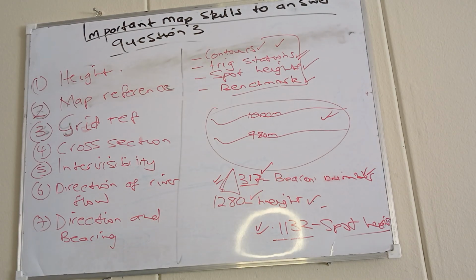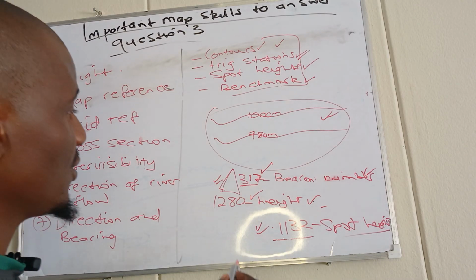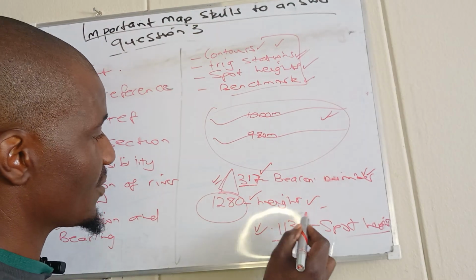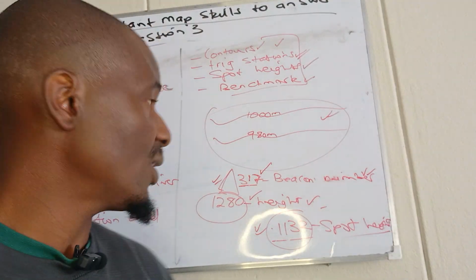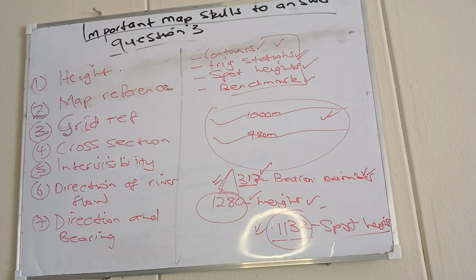So whenever you're calculating, let's say, gradient, you're supposed to take into consideration the two heights. This one and this one. You do not use the 313 because it's a beacon number. You cannot use 313 because it's a beacon number. You're supposed to take note of that. So this is what you should know.